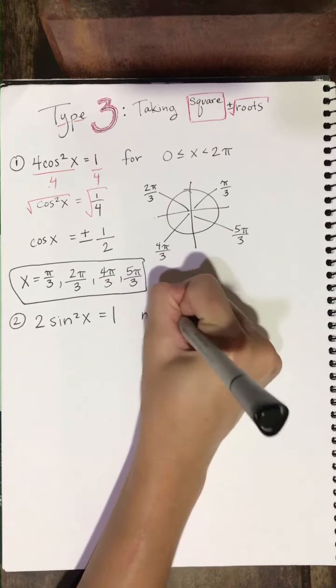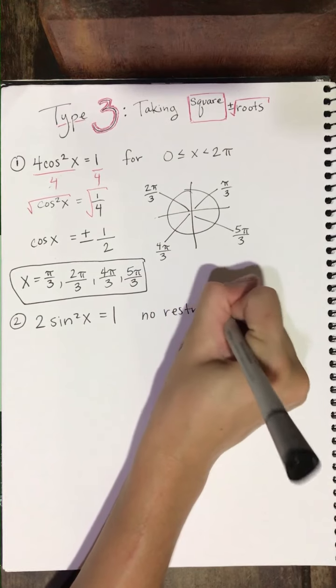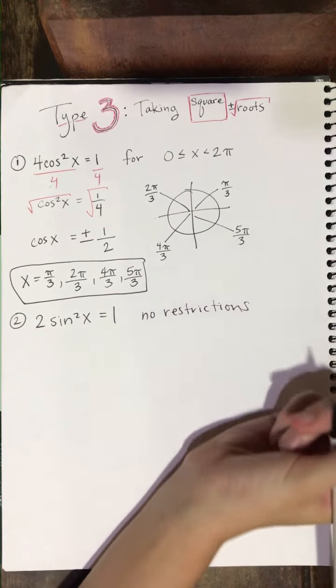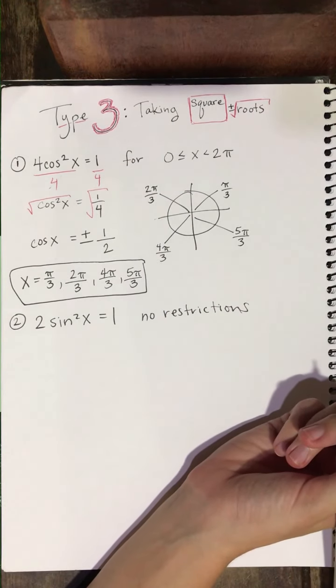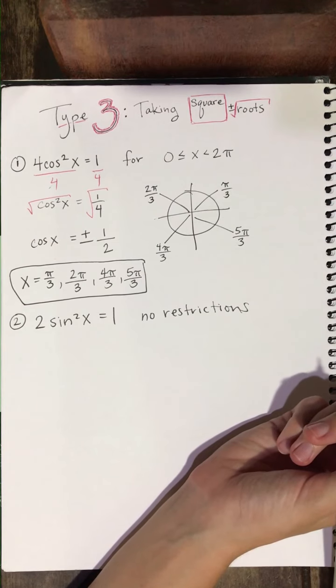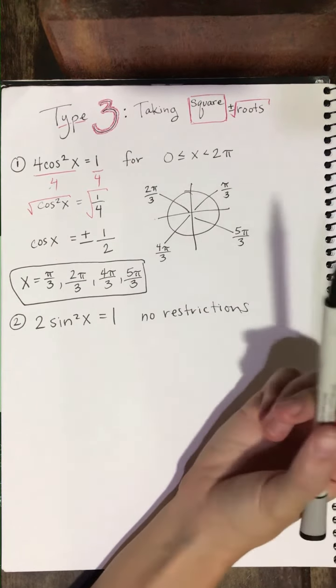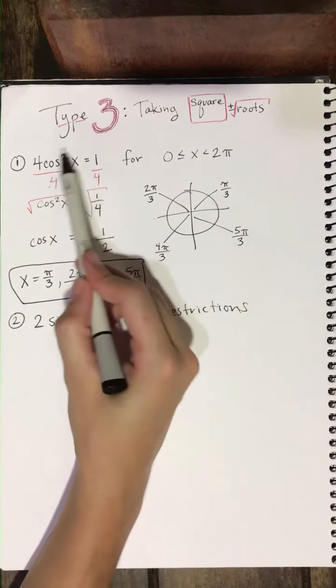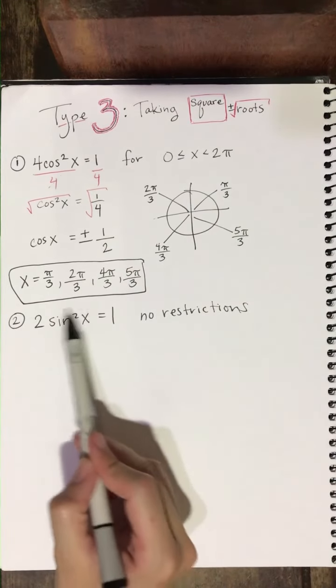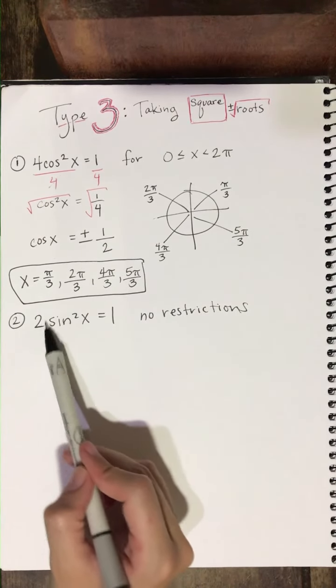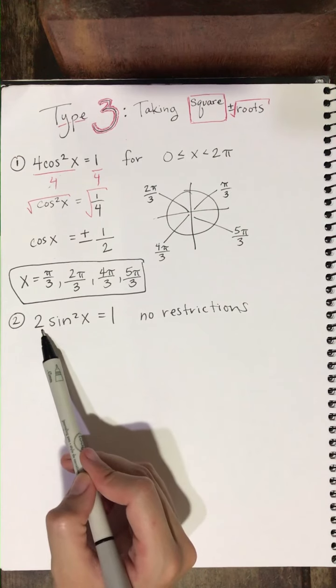We want to notice that we have no restrictions here. We can be anything we want. No restrictions on the future of this angle. All right, same rules. First, isolate the trig function. So we need to isolate the trig function. We have this 2 out front. That is not a part of the trig function.